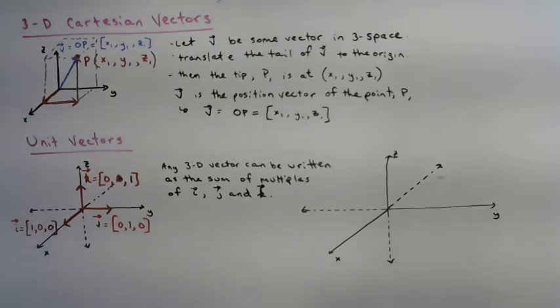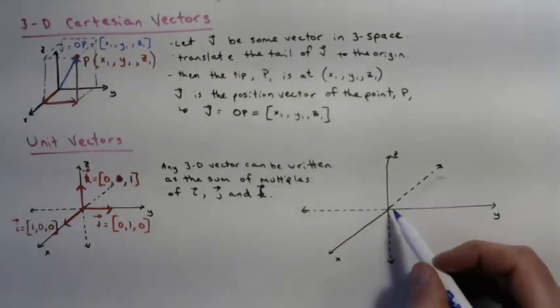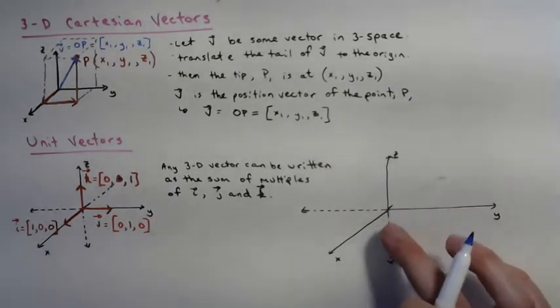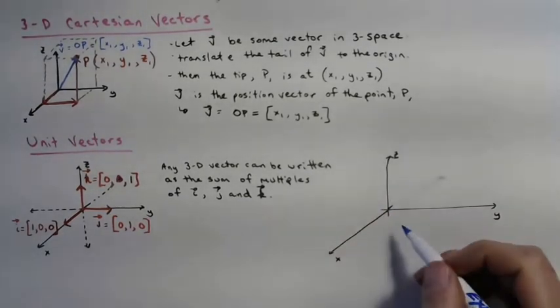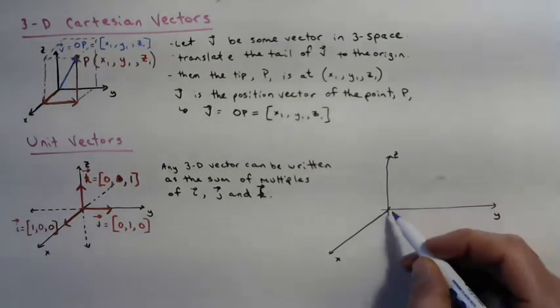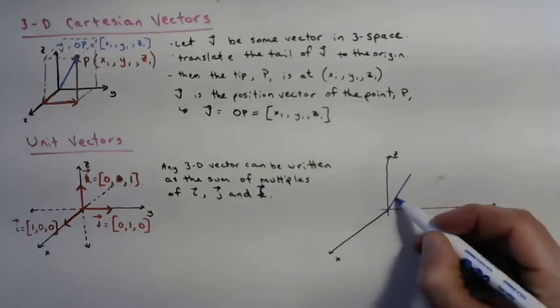So if we take any vector, and if I just go ahead and draw any vector in this space, we'll call it vector u, and I'm just going to erase my negative axes for a second, and we're going to draw vector u out here, let's say like this.